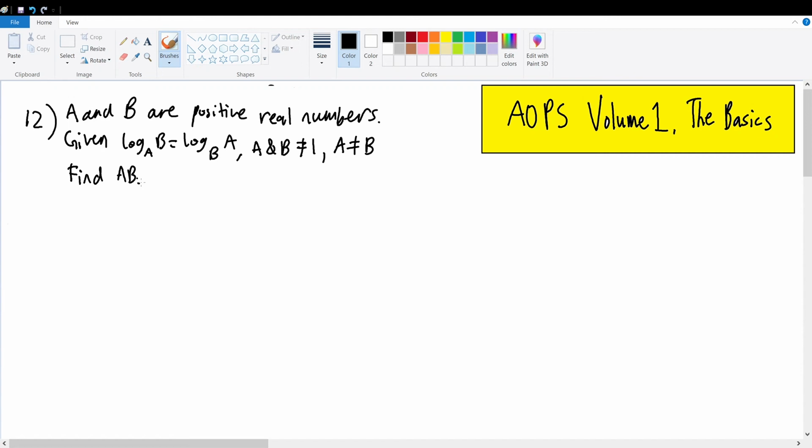AOPS Volume 1, The Basics. Number 12. A and B are positive real numbers. Given log base A of B is equal to log base B of A, and B doesn't equal 1, and A is not equal to B, find the product of A and B.